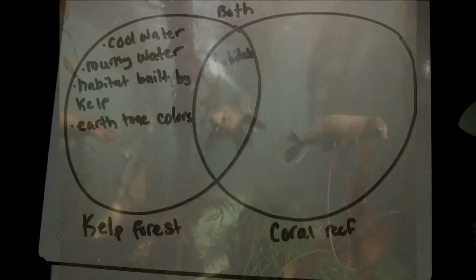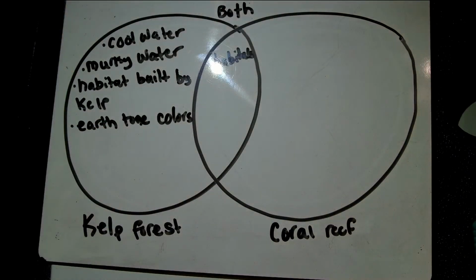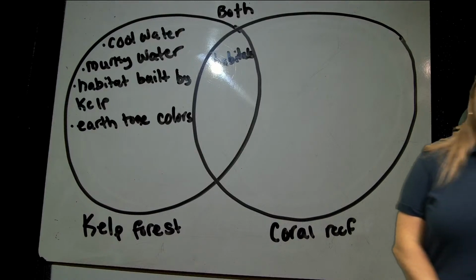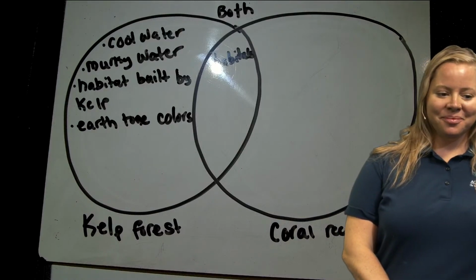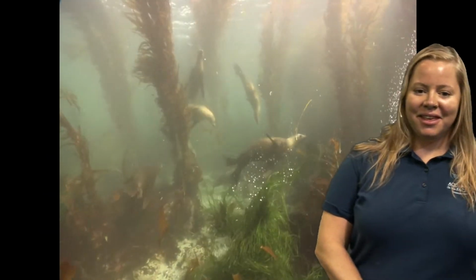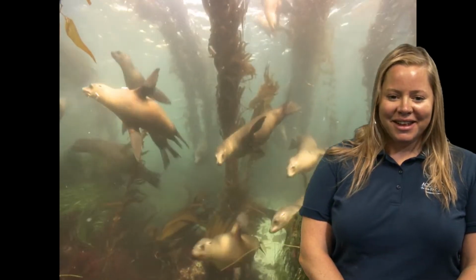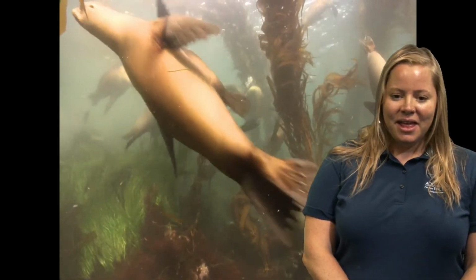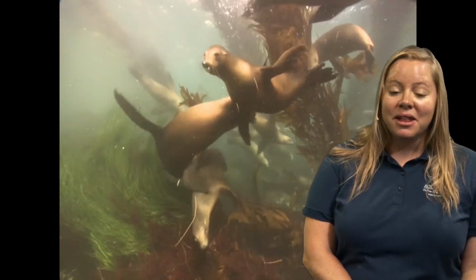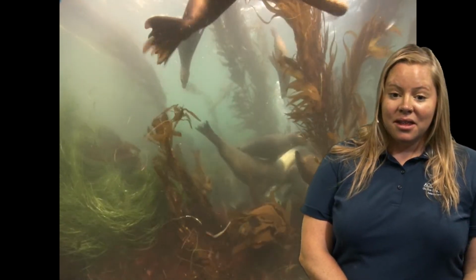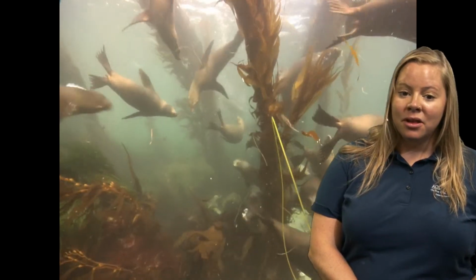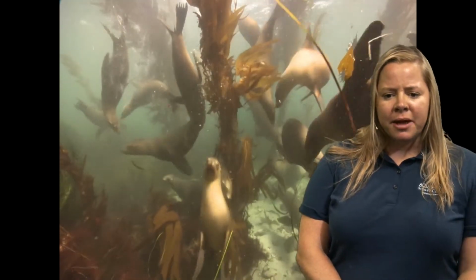But let's take a look at some of the animals that are found in the kelp forest habitat. Here's a bunch of sea lions. These are California sea lions. What do you notice about these California sea lions? Well, I noticed that they are moving very, very quickly. They are spinning around. What do you think that they might be doing?